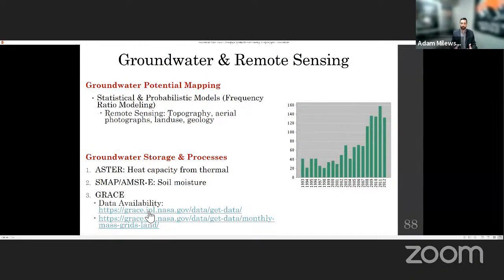So when I'm thinking about groundwater and remote sensing, it really comes down to two main factors. What we're capable of in terms of satellite-based groundwater measurements. The first one is groundwater potential mapping.